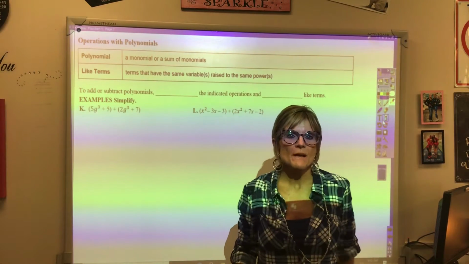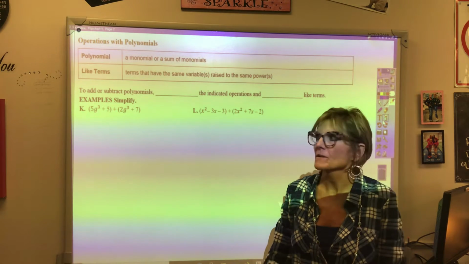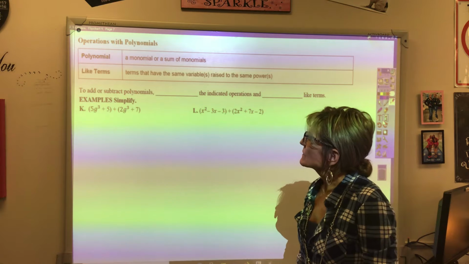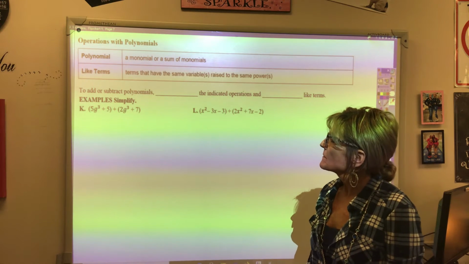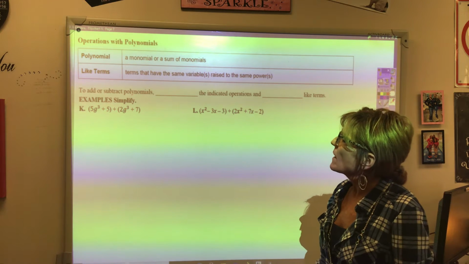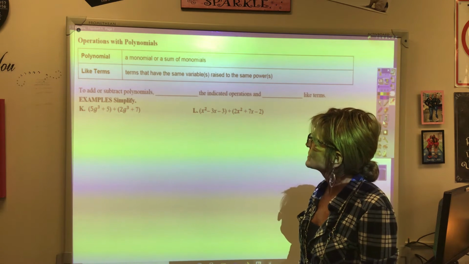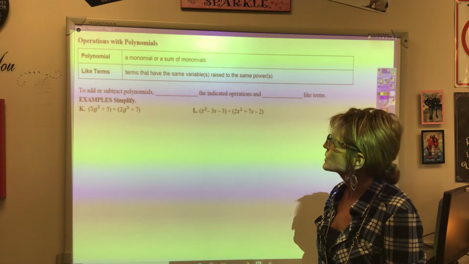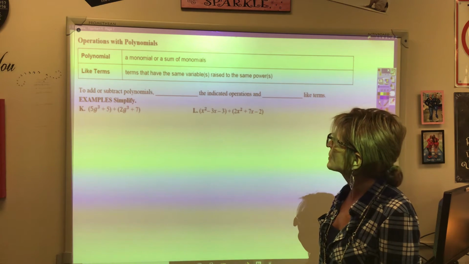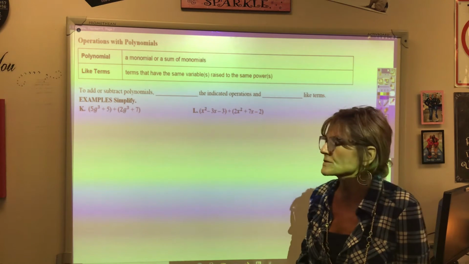Class, here is page 2 of section 5.1, operations with polynomials. So today we're going to start off with defining polynomials and like terms. A polynomial is a monomial or a sum of monomials. Like terms are terms that have the same variable or variables raised to the same power or powers.